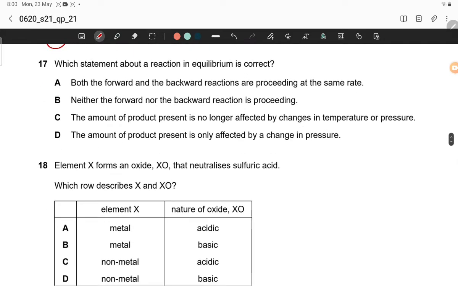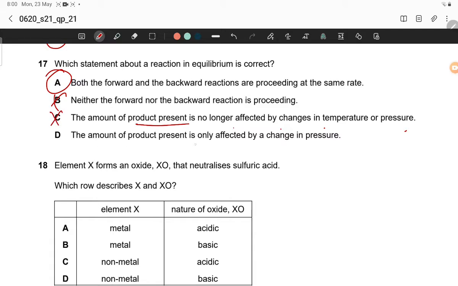Which statement about a reaction in equilibrium is correct? Both the forward and backward reactions are proceeding. Yes, this must be correct. Let's check others. Neither forward nor backward reaction is proceeding. Incorrect. The amount of product present is no longer affected by change in temperature or pressure. So it is affected by change in temperature or pressure, so it is also incorrect.